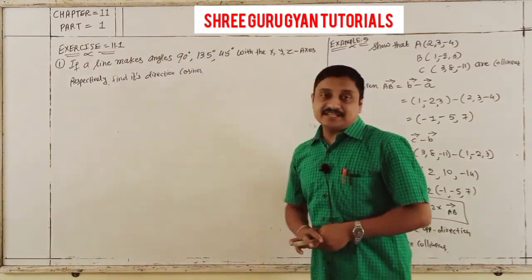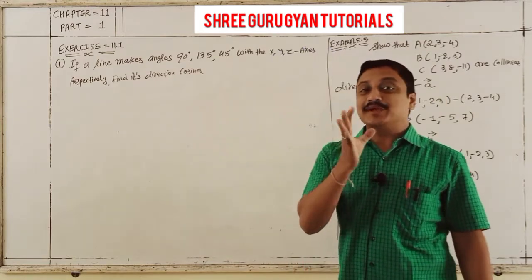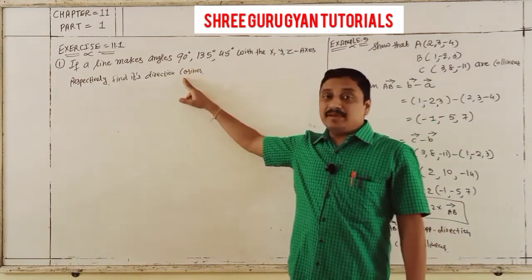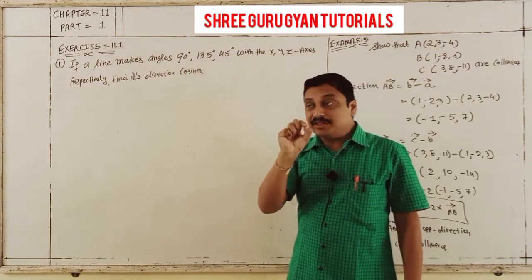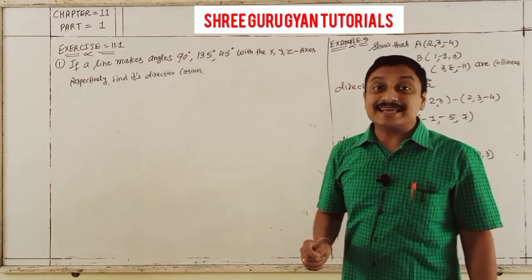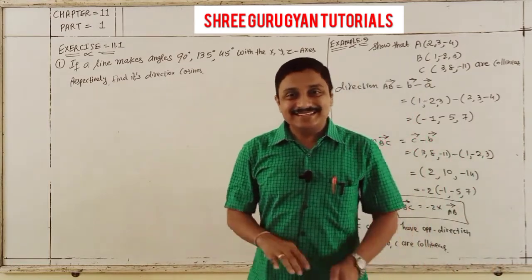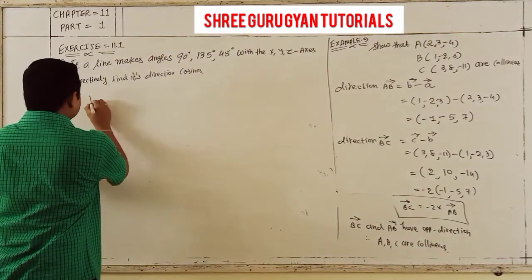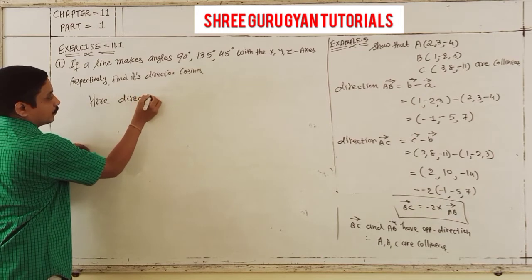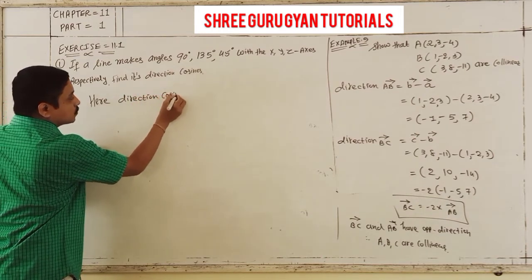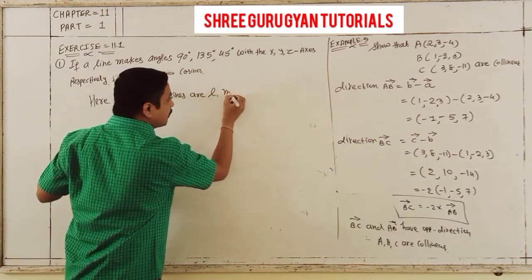Now students, in exercise 11.1, the first one is the same pattern numerical according to our examples. If a line makes angles 90, 135 and 45 with the x, y and z axis respectively, then find the direction cosines. So very easy. Here the direction cosines are, I am just taking L and N.